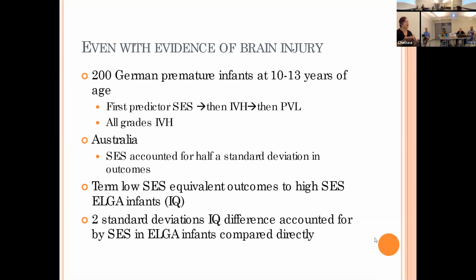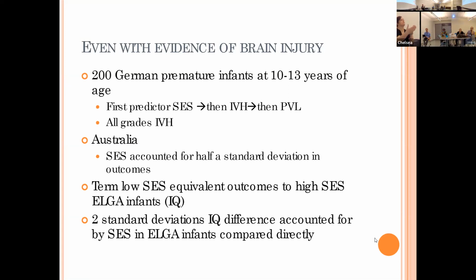And even in kids with IVH and PVL, this German study did a huge regression, lumping all grades of IVH together. When they looked at predictors of poor outcome at 10 to 13 years of age, SES beat out IVH and then beat out PVL. So I'm not saying that if we send a baby home with a really bad head to River Heights that they're going to do well, but they will do substantially better.